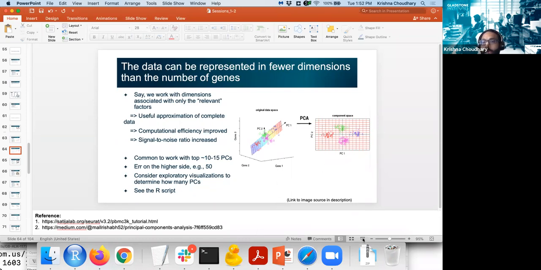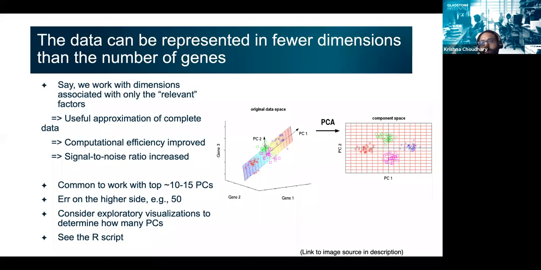So an assumption in all these analysis approaches, or steps that we are implementing, is that the data can indeed be represented in fewer dimensions, and that there are some hidden factors which are dominating the biology. And hopefully your analysis will confirm that, or other approaches will help you validate it. But that is an assumption you make going in.